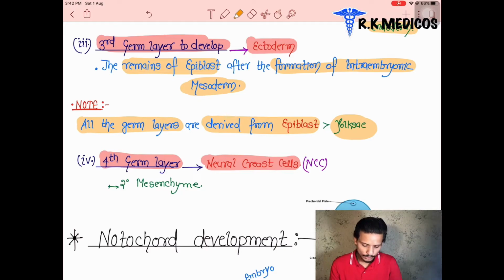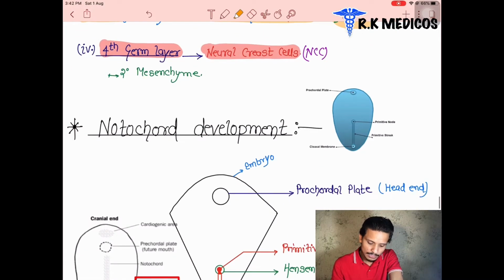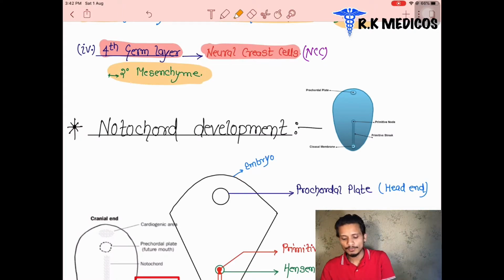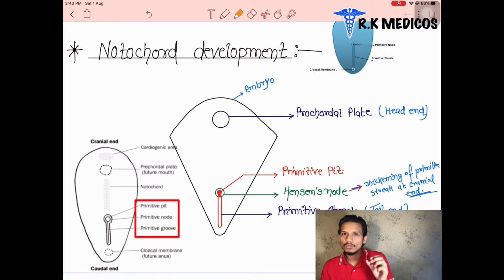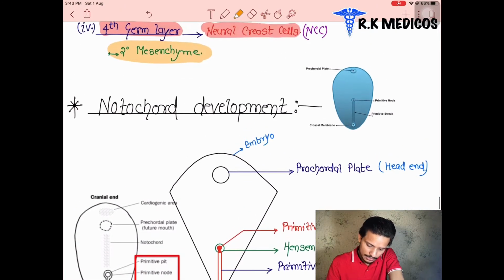Now we are moving towards the fourth germ layer, the neural crest cells, which develop from the secondary mesenchyme. We will discuss later what the secondary mesenchyme and primary mesenchyme are. For now that is all on this topic. Next we are moving towards notochordal development. In the notochord development, as I told you, we can see here in this picture, once again, this is the embryo.